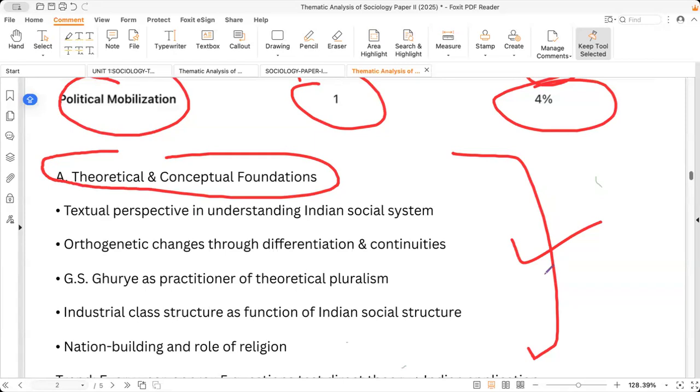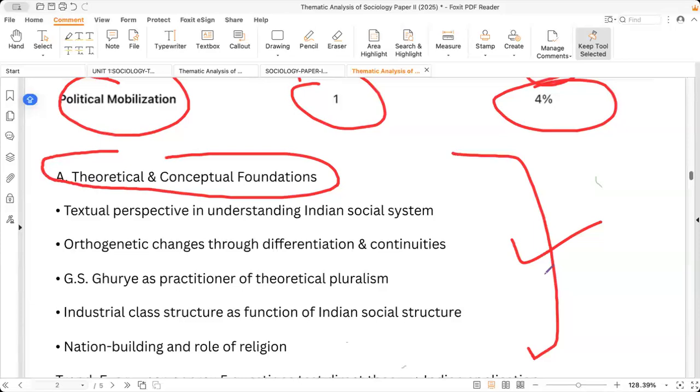Why is it said that theoretical pluralism was practiced by G.S. Ghurye? Because he had taken lots of things. He had taken the anthropological perspective as well as the diffusionist perspective. He had taken a lot of perspectives and mixed them together. That is why he is called a practitioner of theoretical pluralism.